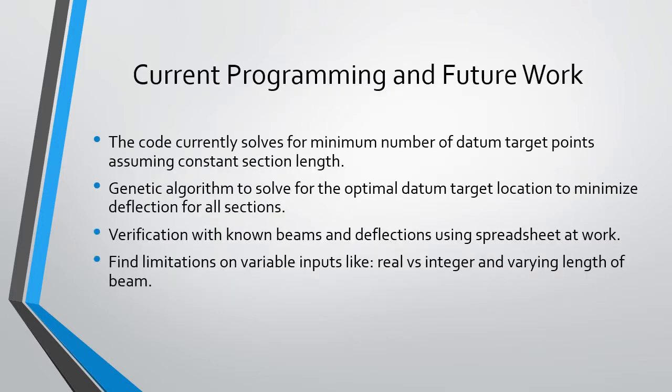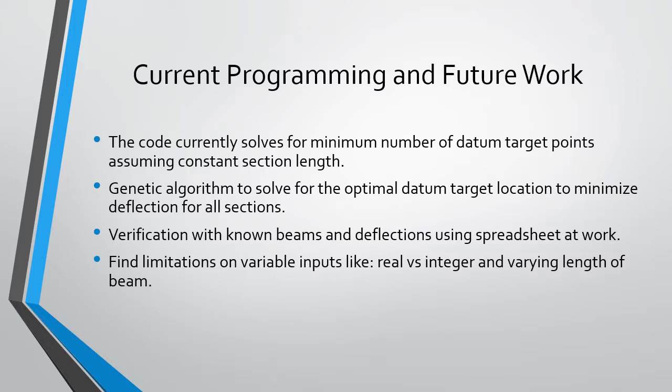The code I have written up to this point solves for the minimum number of datum target points, assuming the beam is split into equal lengths. This assumption is accurate for beams with uniform length and cross-section. However, the results from the code are overly conservative because one section of the beam could deflect 3/1000ths of an inch, and the other sections could deflect much less.